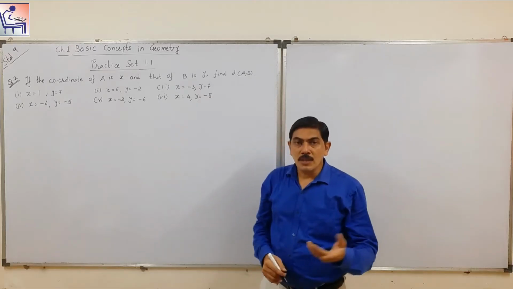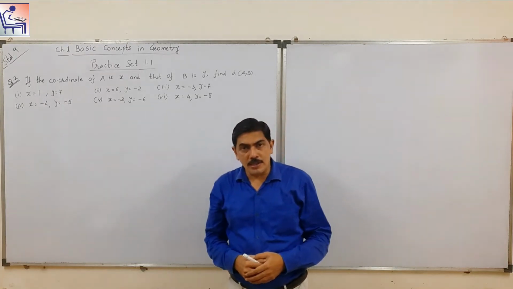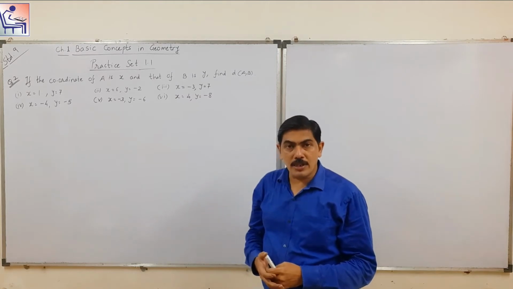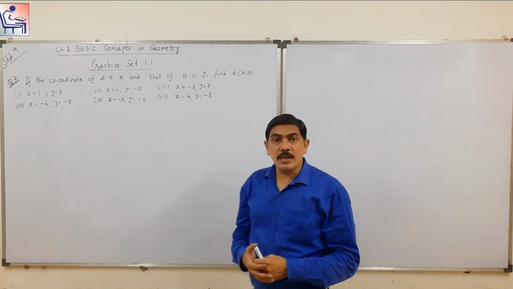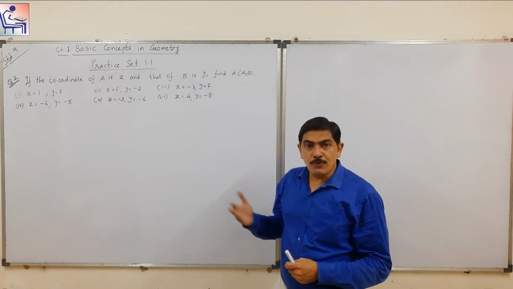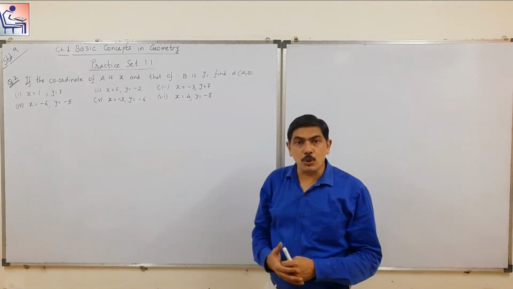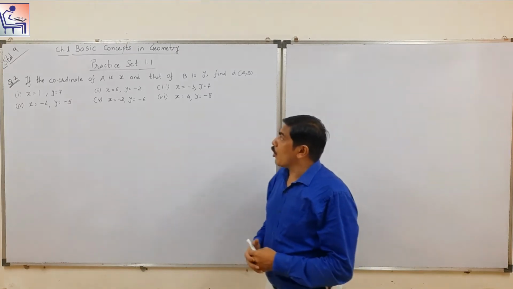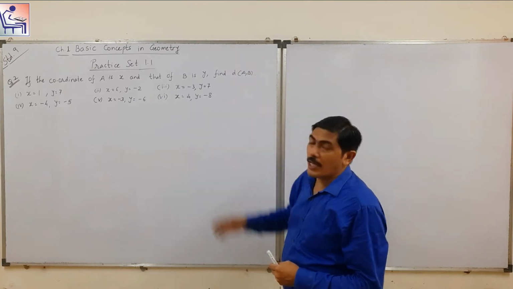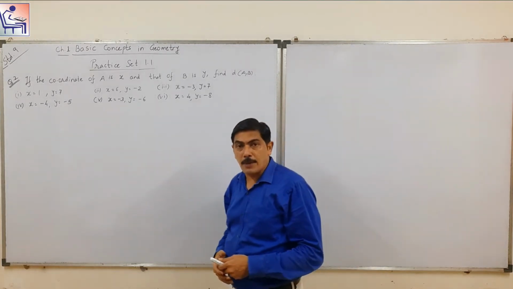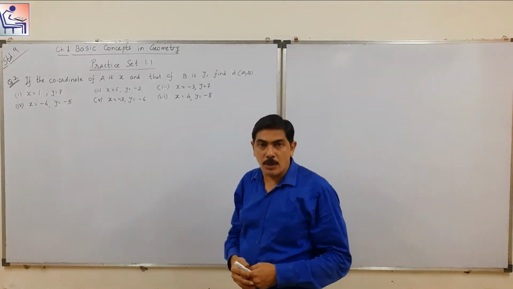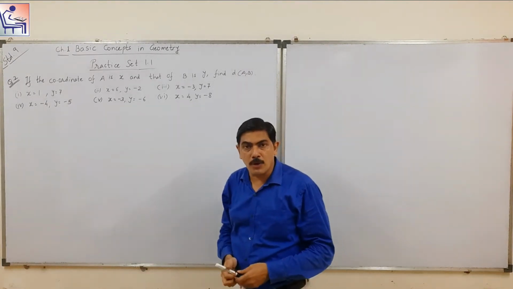Hi students, in the last lecture you have seen that we have done the basic concepts of geometry and practice set 1.1 question number 1. Now we will move further to question number 2. Here, if the coordinate of A is x and that of B is y, find distance AB. So we have to find the distance AB for these 6 sums.